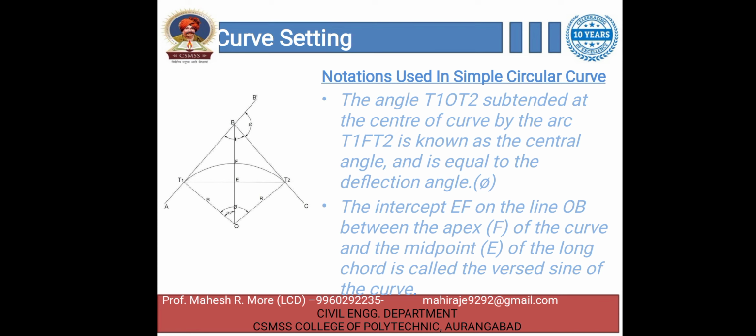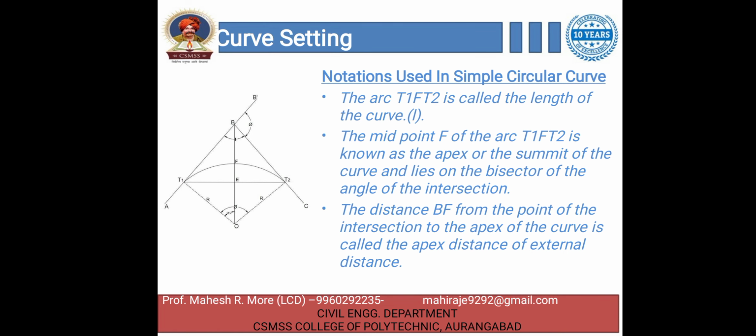The intercept EF on the line OB between the apex F of the curve and the midpoint E of the long chord is called the versine of the curve. The arc T1FT2 is called the length of the curve.